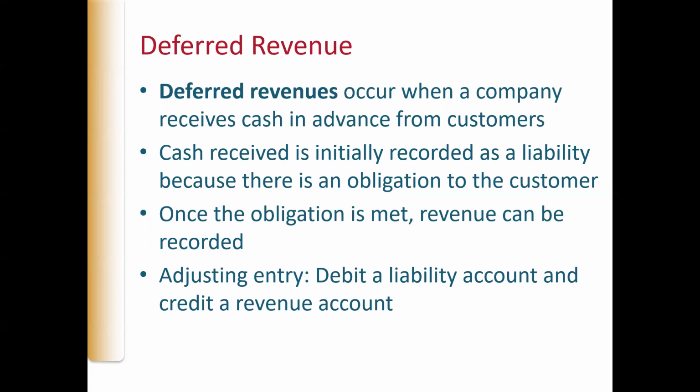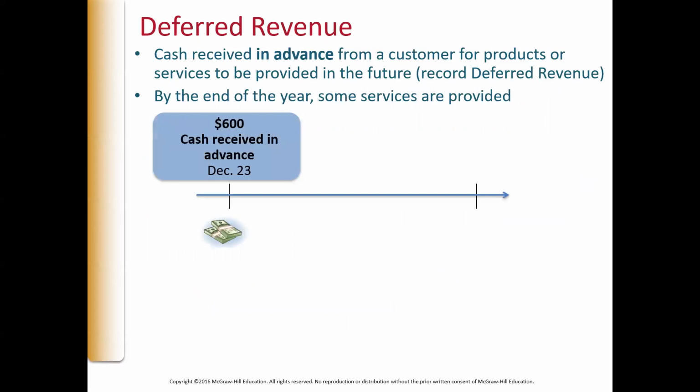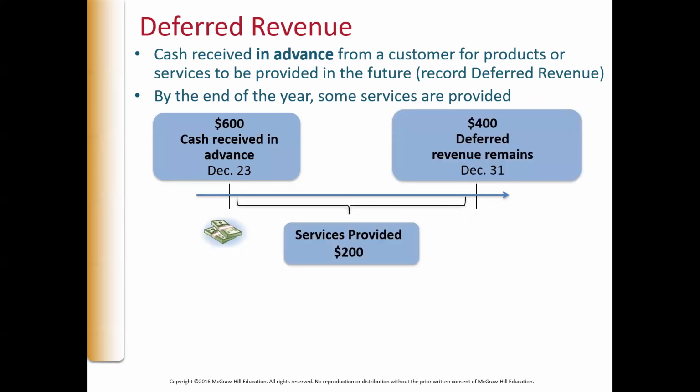We will always debit a liability because that reduces the liability, and credit a revenue account because credits increase revenues. Okay. So if we receive cash in advance from a customer for products or services, we would debit cash and credit the $600 deferred revenue. But by the end of the year, some of those services have been provided.